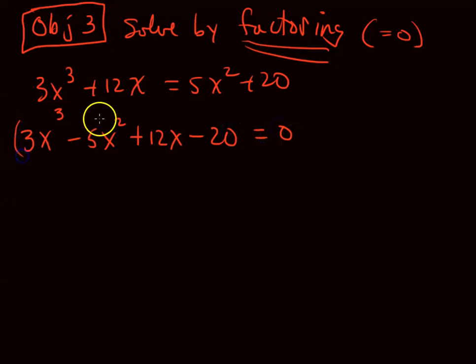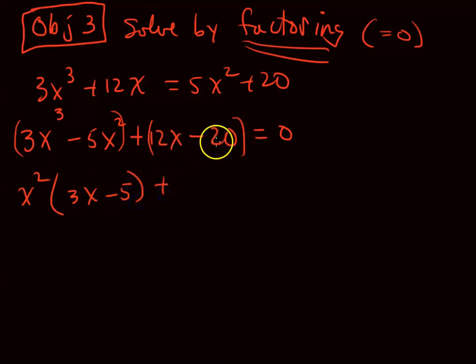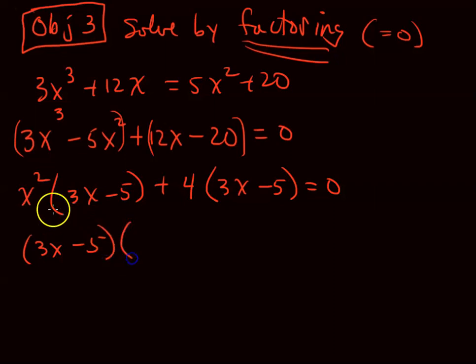Let's group these first two and the second two. Don't know if that'll work, but I think it will. I can pull out an x squared, and I get 3x minus 5. Here I can pull out, see, I can divide both by 4. I think that's the biggest. It also gives me 3x minus 5, which is what I want. Factor this common factor, the 3x minus 5 from both, and I'm left with x squared plus 4.